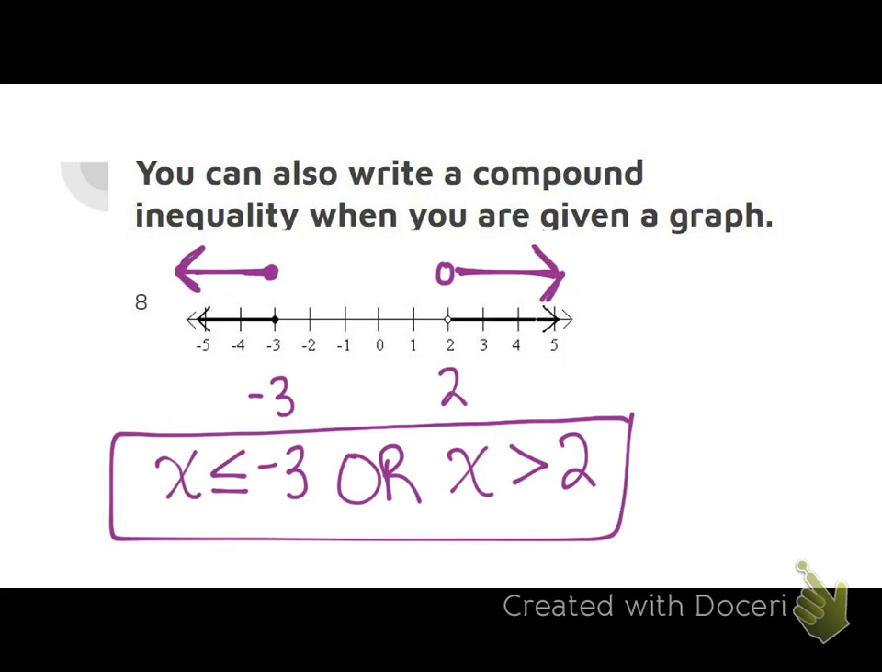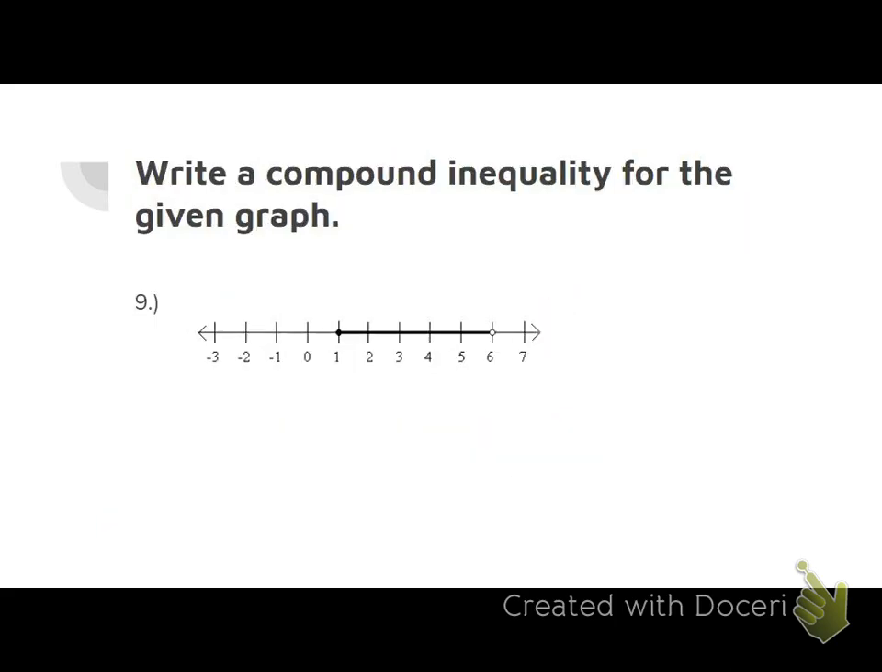Got to decide if it's an and or an or, and then write the inequality. Do we have questions on this one before we do one more? We got to do one more so we can see what an and graph looks like. We still have at least a couple minutes, if not more. Plenty of time to do this one.